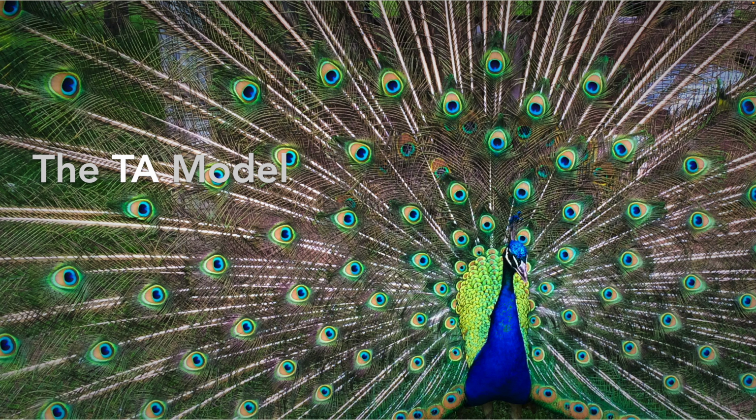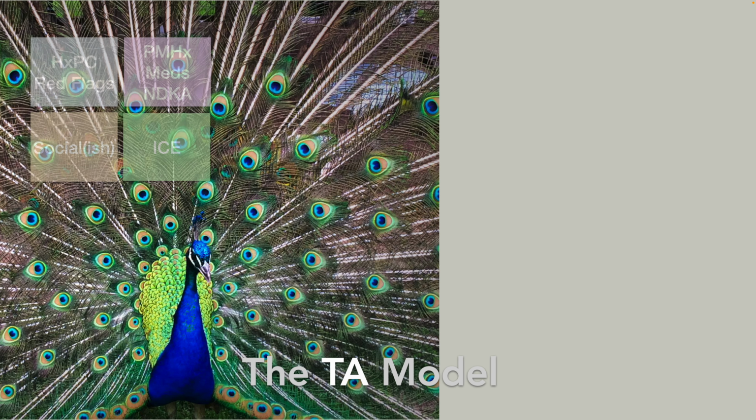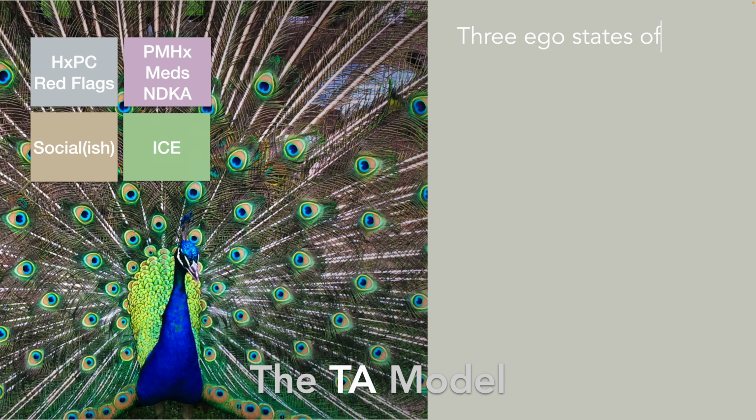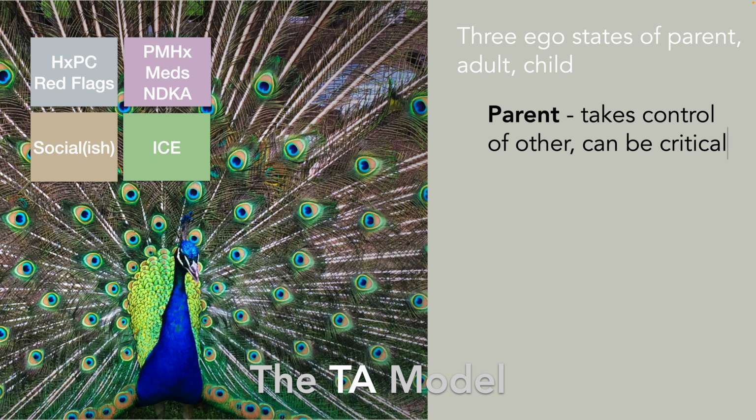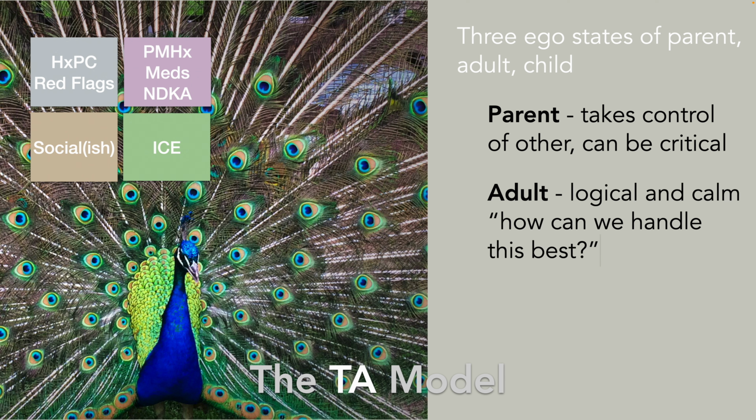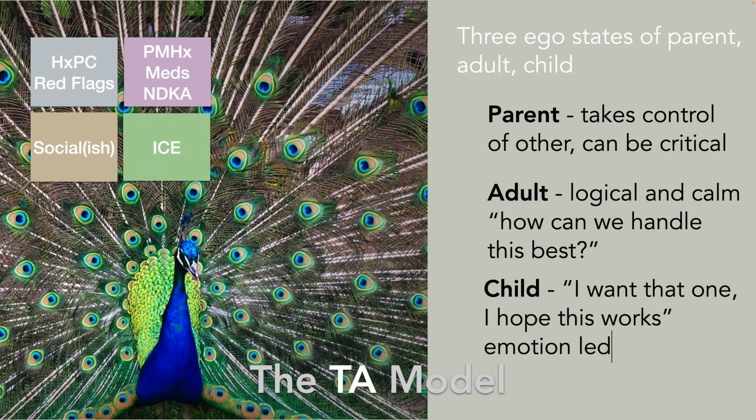The TA model. So why has he put a peacock in? Let's see if you can tell. So there's this idea that came up with the 3 ego states of the parent, adult, and the child. Okay, so at any one point in a consult, we can be in any one of these situations. The parent takes control, paternalistically critical. The adult, more logical and calm. How can we handle this best? And the child, I want that one.